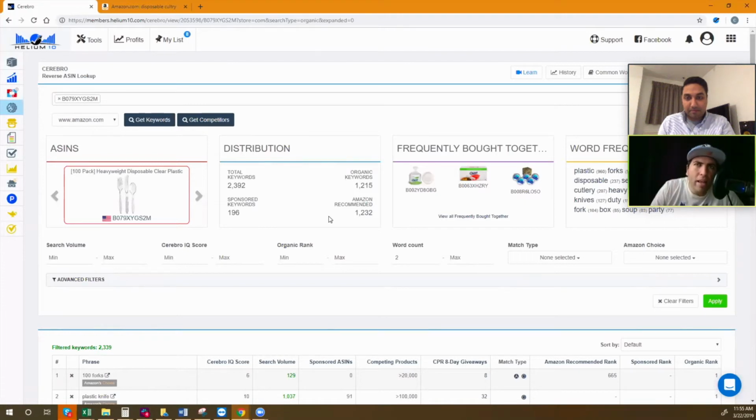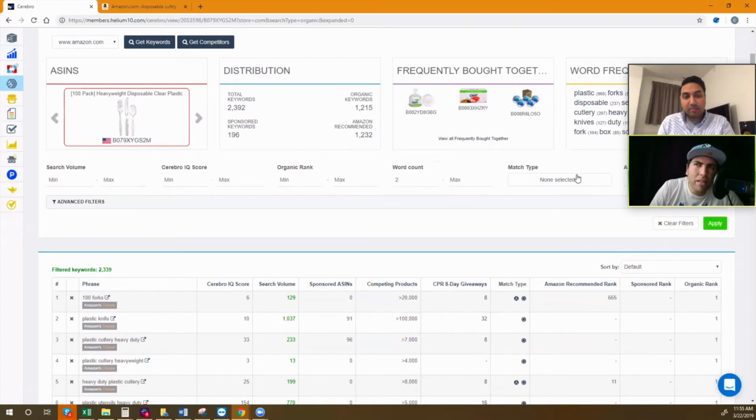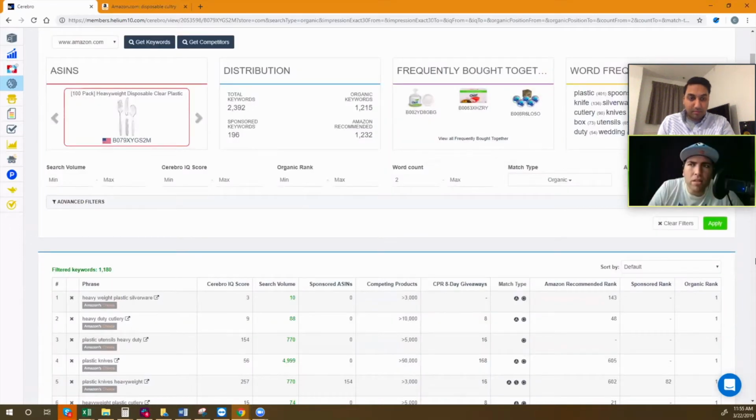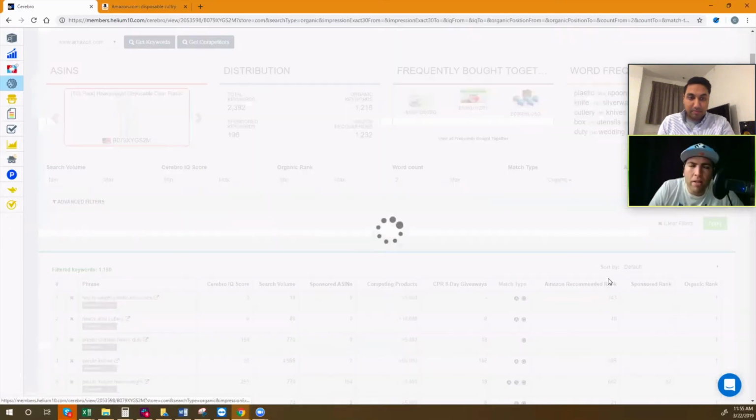But again, today, the one I'm focused on is organic keywords. What does that mean? Basically, that means all of the keywords that we have detected where this product is showing up in the top 306 search positions. I'm going to filter it out. I only want organic. All right. Now, here's my first question.